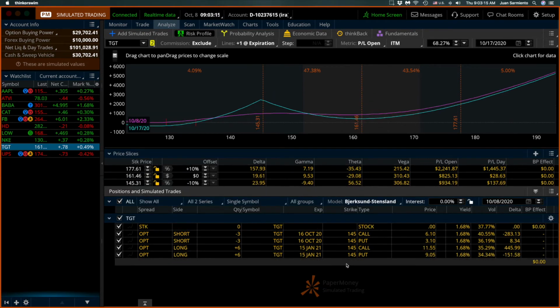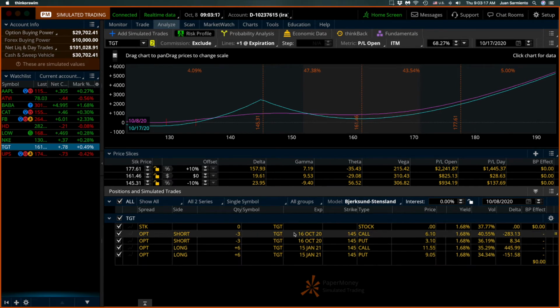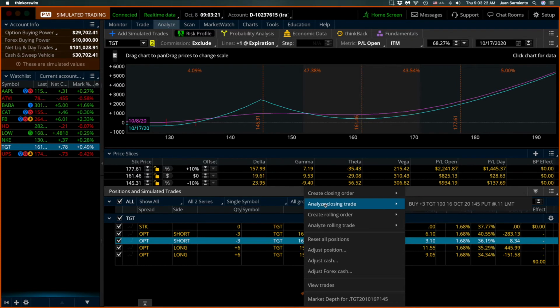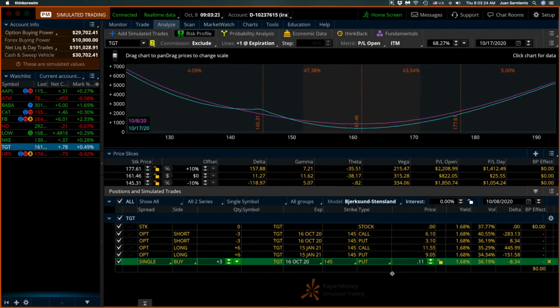Okay, so we are a week to expiration. What happens if I were to buy back the puts? Analyze closing. They're 11 cents, so they are practically worthless. So I don't need to buy them back because these are 145 and we're at 160. Do you think that the stock will go down to 145? Possibly, but not probably. Okay, so I don't need to change that. I can leave it alone.